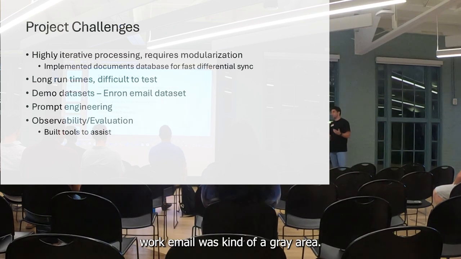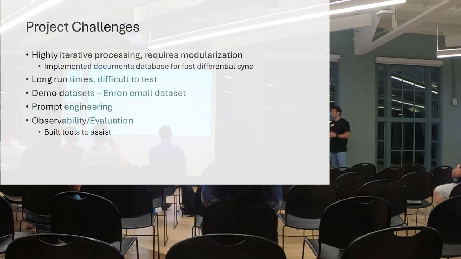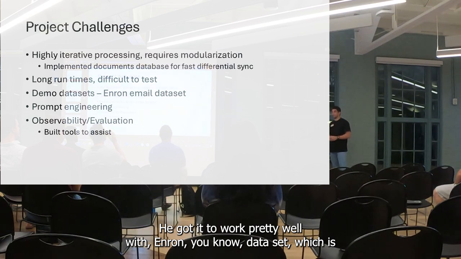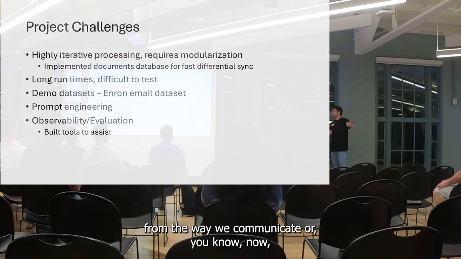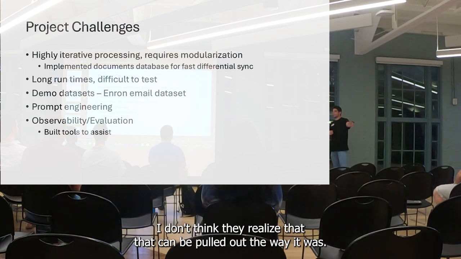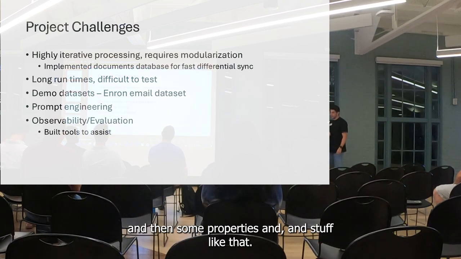Data sets: work email was kind of a gray area, so we had to figure out what we wanted to use as a data set. He got it to work pretty well with the Enron email data set, which, when you read through some of the emails, is vastly different from the way we communicate over email now. I don't think they realized that could be pulled out the way it was. Reading through that was interesting. And then there's the prompt engineering and stuff like that.